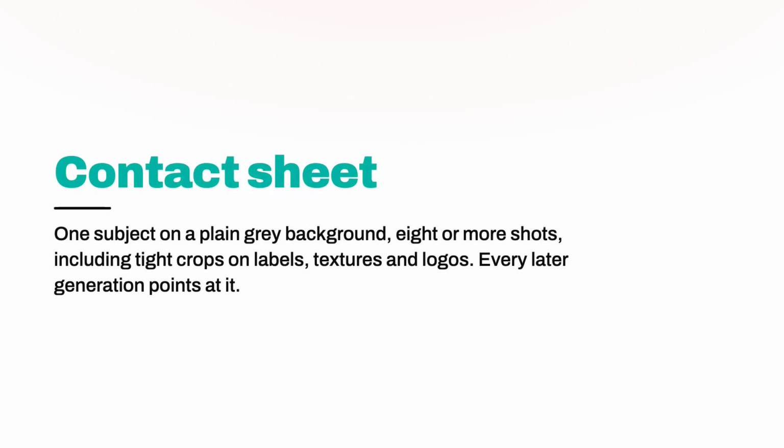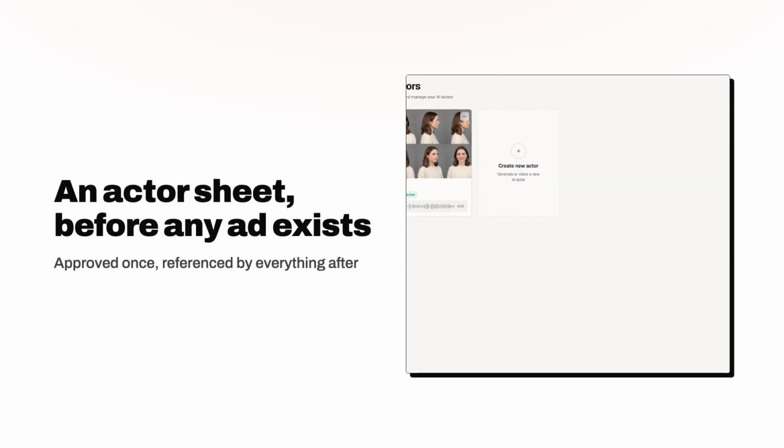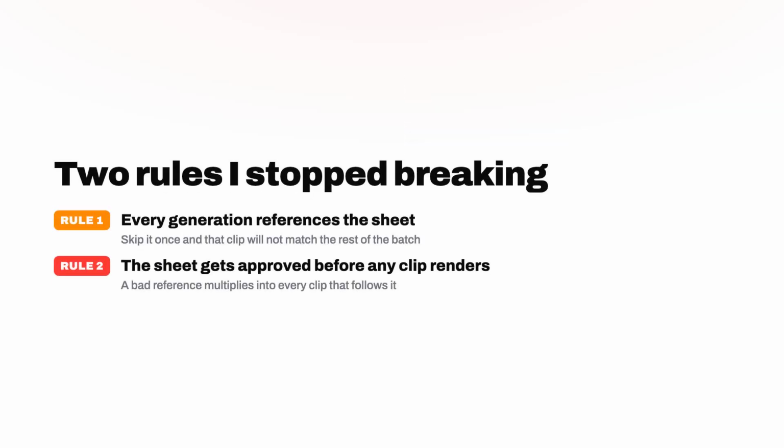So, contact sheet. This is the thing that fixed it for me. Plain gray background, one subject, 8 or more shots, and crucially some tight crops. Here's what that looks like in the setup I use. Every actor gets one of these before a single ad exists, and it gets approved on its own. 2 rules I genuinely don't break anymore. Every generation references the sheet, and the sheet gets approved before a single clip renders.